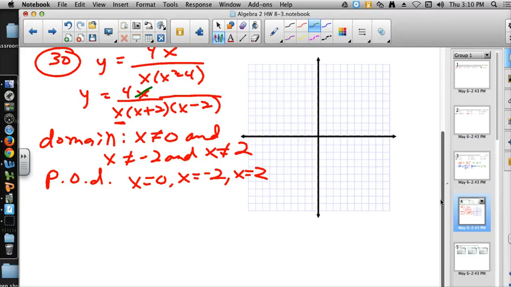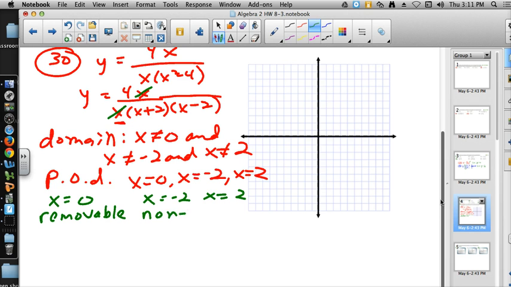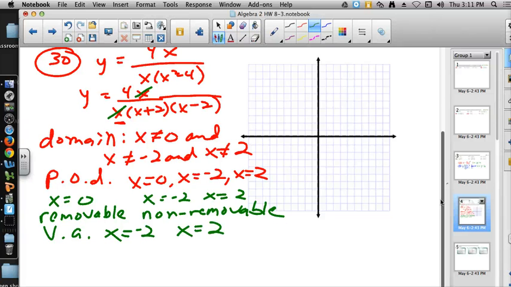So I'm not going to totally scratch it off, but what I want to do is change colors there so that I can see when I come back to work on this later that we cannot put 0 into this function. So we have one removable, x equals 0, and then x equals -2 and x equals 2 are non-removable. And that means they are vertical asymptotes. So there are some vertical asymptotes for us.